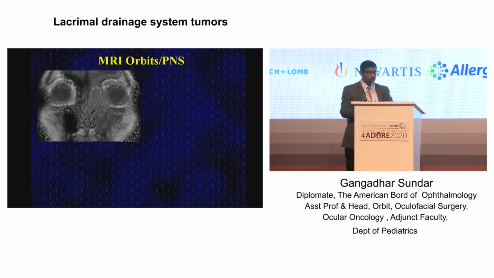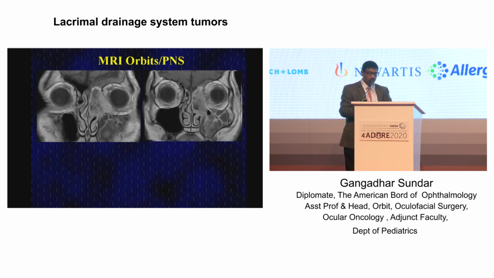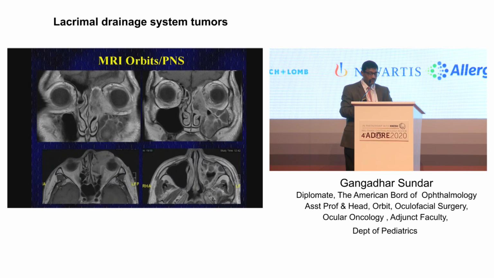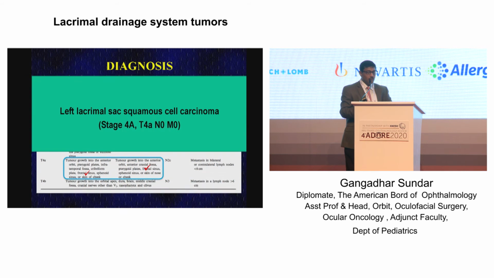An MRI was done, which showed the same features right over here, extensive inflammation. MRI tells you mucocele versus tumor itself, a large tumor with significant orbital invasion. Treatment of choice, exenteration, craniofacial resection, and so on and so forth. So what we did for this patient was actually adopt something different.